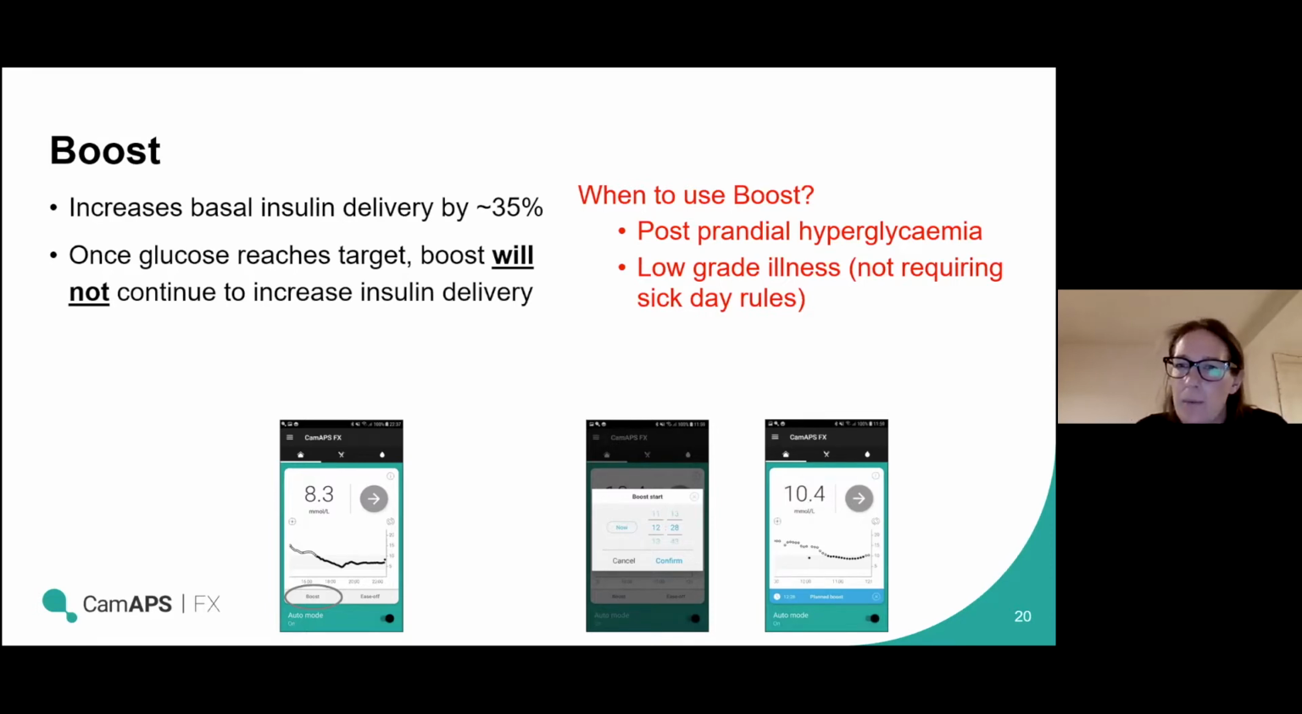So there are times when it can be really useful to help manage some postprandial hyperglycemia or high fat meals, those typical pizza meals, hopefully not too many of them, but also low grade illness, which wouldn't require sick day rules, where ketones are low or not present. And again, with the boost, you can set it to come on immediately or as a planned boost in advance. And both of these functions can be put on for up to 12 or 24 hours.